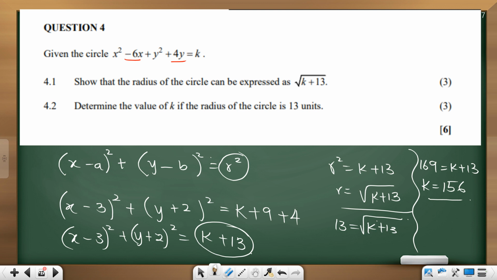So please, you must be able to do it. There's no way in grade 12 that equation of the circle would not be tested. It will be tested.